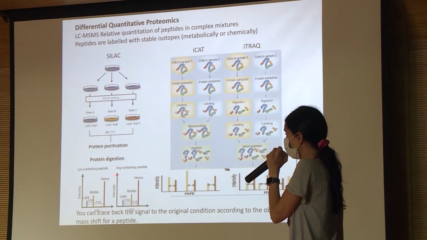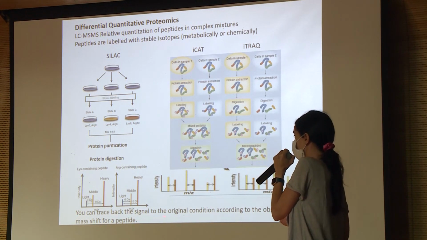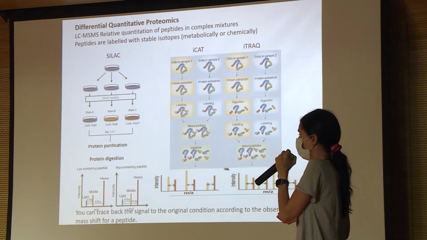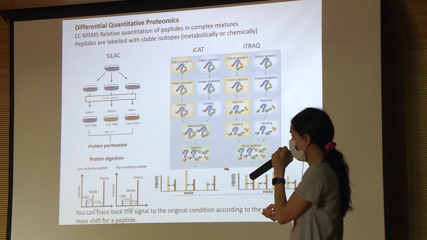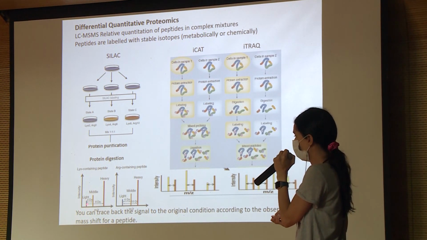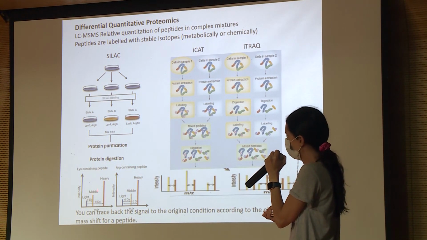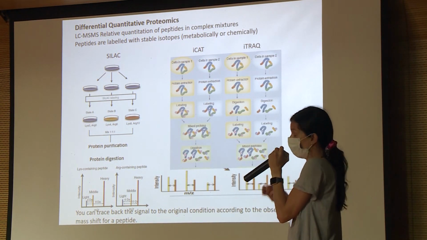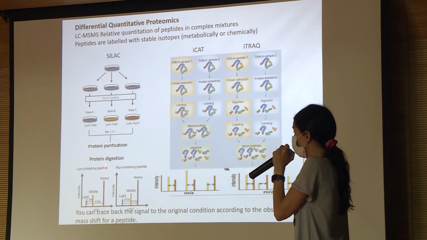And then basically after your protein digestion and your spectra, you will be able to trace back the signal to the original condition according to the observed mass shift for a peptide, okay? For the different peptides from the different samples containing, for example, a lysine, we can see that the one from the blue sample will be 4 Daltons smaller, let's say, than the middle one, and this one is 8 Daltons different from the heavy one. So you can identify the peptides, and you can trace their origin back to each sample.